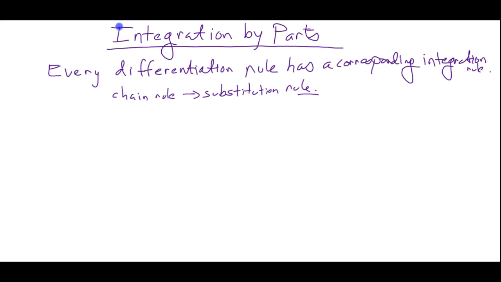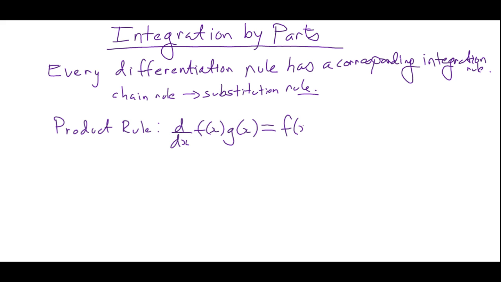So the product rule, let's take a look at the product rule. What does the product rule say? It says that if I am taking the derivative of the product of two functions, then that derivative is the first function times the derivative of the second function plus the second function times the derivative of the first function.